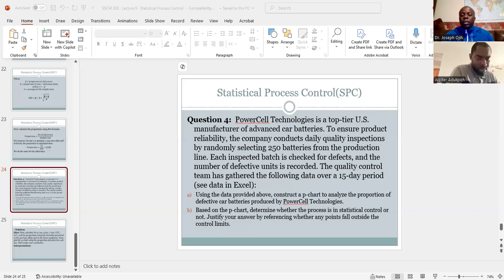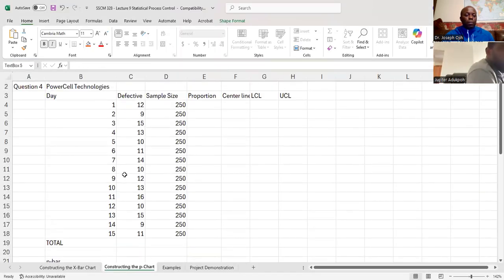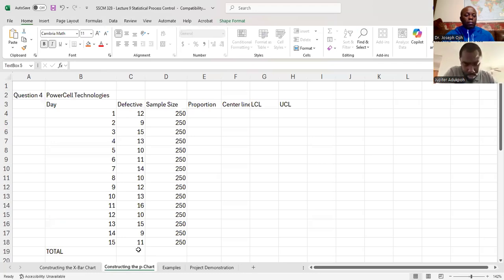This is what they gathered over a 15-day period in Excel: the number of defective units, then the sample size. Now, they were asked to use this.